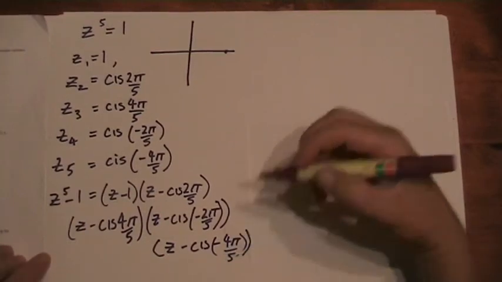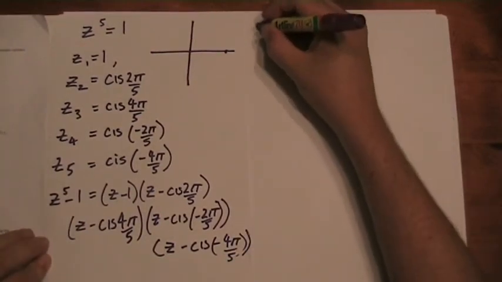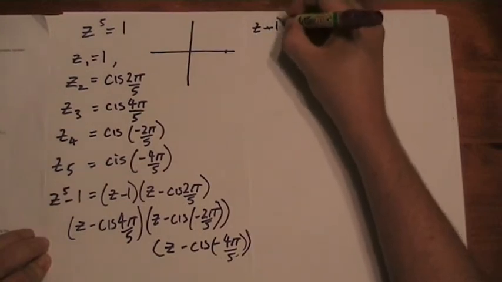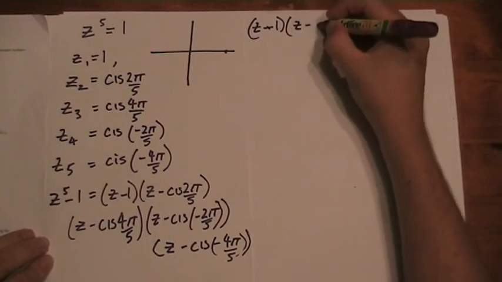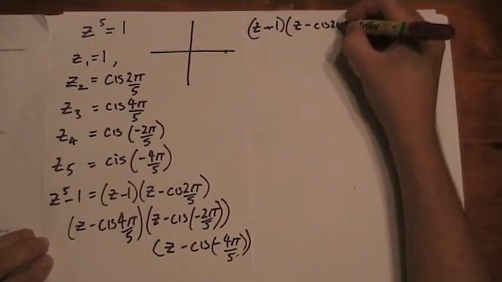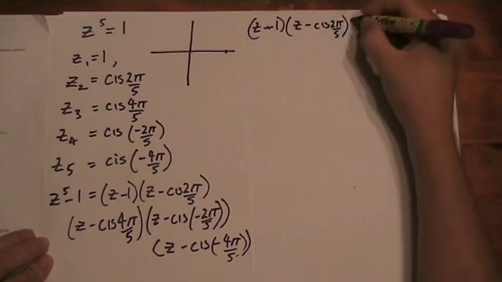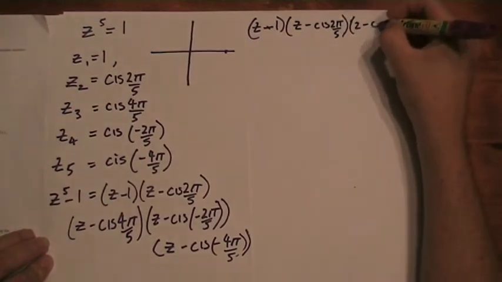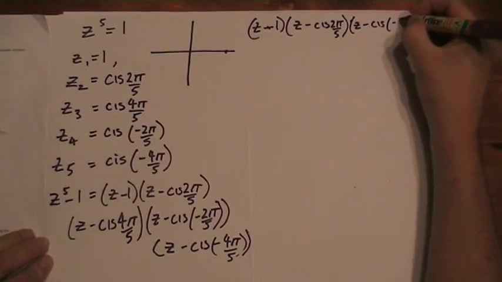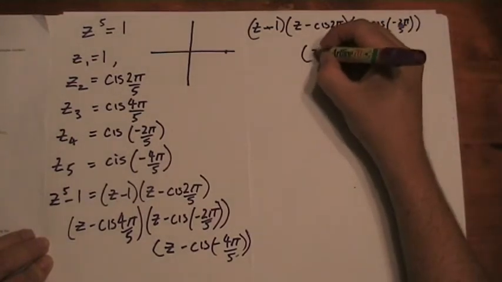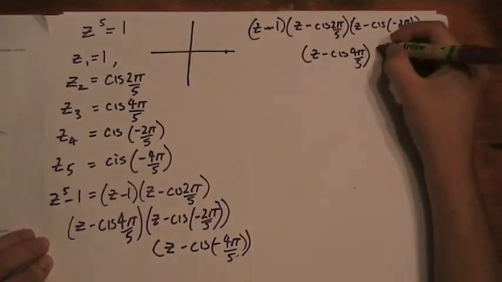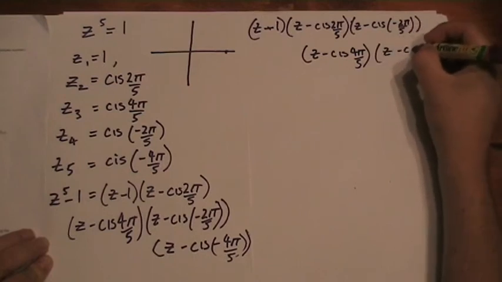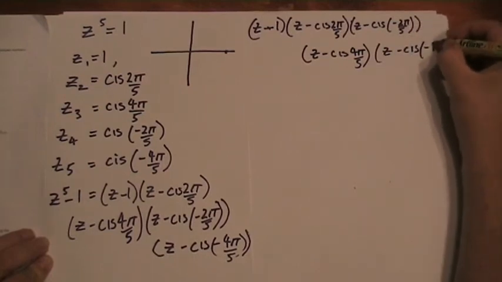Taking it further to the real numbers, I'll obviously keep in my z minus 1, because that is real. Then I'll pair these up. I've got z minus (cos + i sin 2 pi on 5) and z minus (cos + i sin negative 2 pi on 5). I'll pair those together and do the same with the cos + i sin 4 pi on 5 and z minus (cos + i sin negative 4 pi on 5).